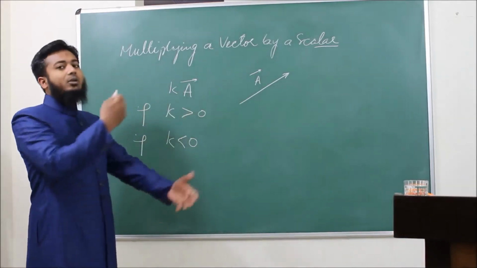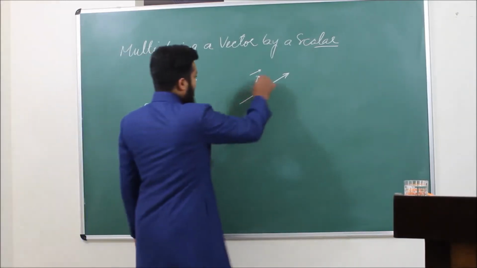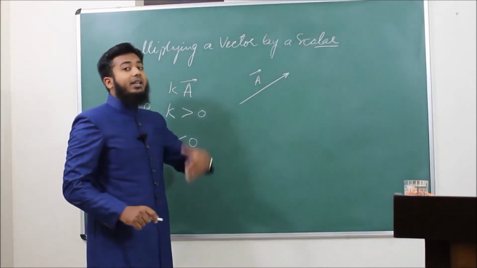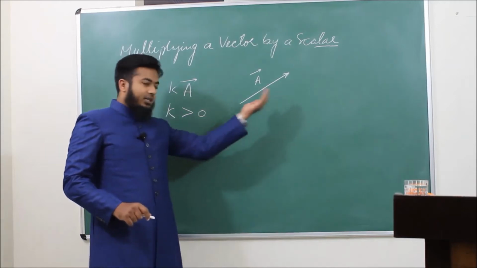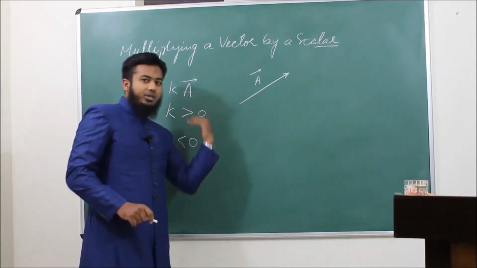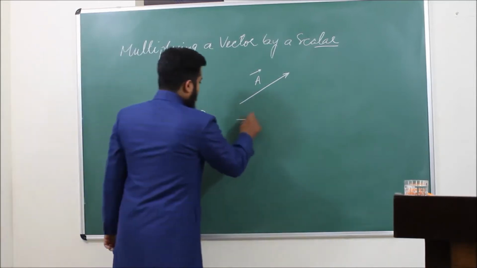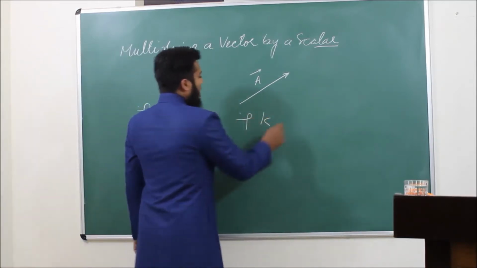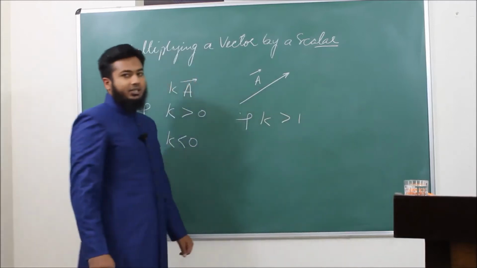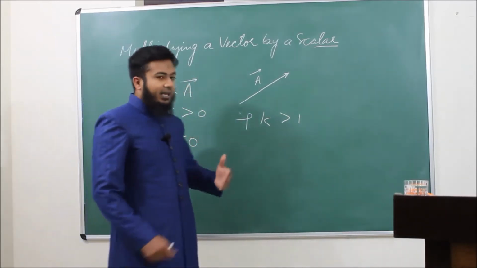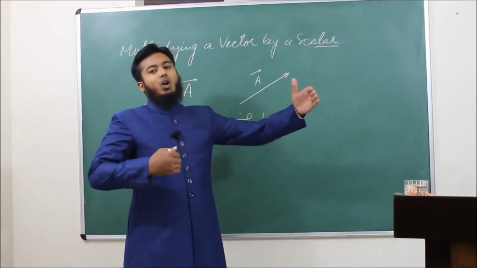then the direction will be reversed. Say this is k, this is a vector A, and I multiply it by a negative number, then the direction will be reversed. It will be flipped by 180 degrees. Next case, if k is a number more than 1, it's positive but more than 1, then the length of the vector will be elongated.